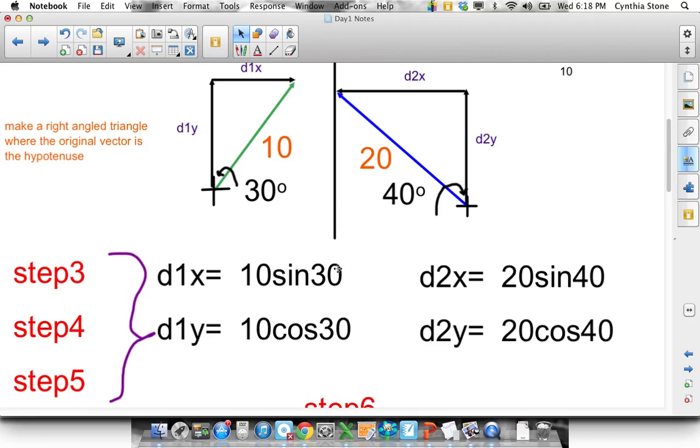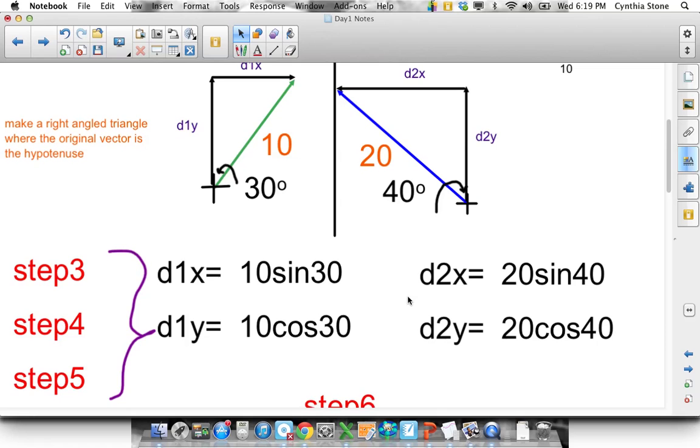The other thing is, once you've figured out, if I'm looking at d1, once I figured out that it's sine, it's automatic that y is cosine. You can't really screw that up, okay? That would apply all the time.